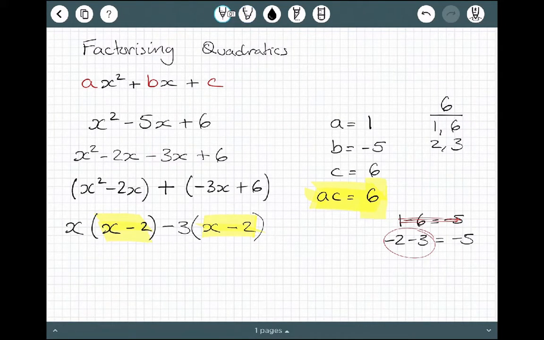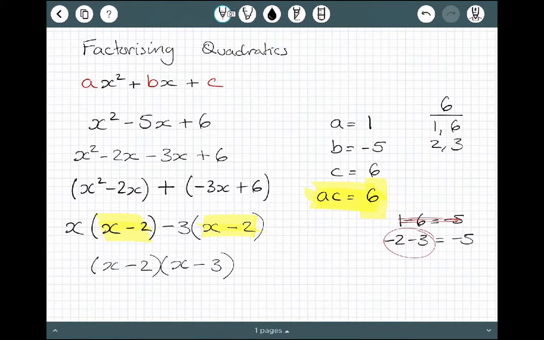Now we're ready for one last thing. We write down inside parentheses negative x take away negative 2, and inside the second set of parentheses x take away 3. And that is fully factorized. Now, if you have a little look back at the numbers that we picked, negative 2 and negative 3 were the numbers we picked.